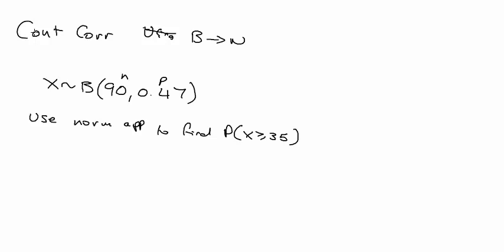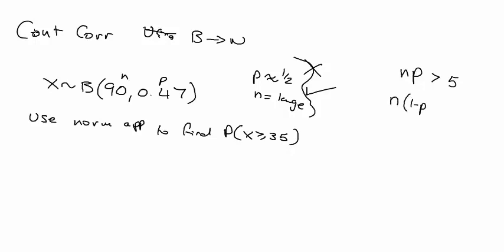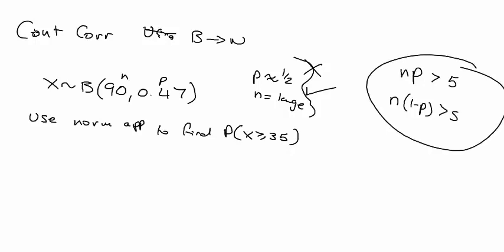Okay, so first thing, just for the sake of it, you can see P is roughly equal to a half, and N is large, whatever that means, they're never clear on it. Remember, if this doesn't happen, you can still do it as long as N times P is greater than 5, and N times (1 minus P), so that'd be like 90 times 0.53, is greater than 5. I just thought I'd throw that in, I wouldn't be shocked if they test that, especially with their tendency to do little details. But anyway, on to this.